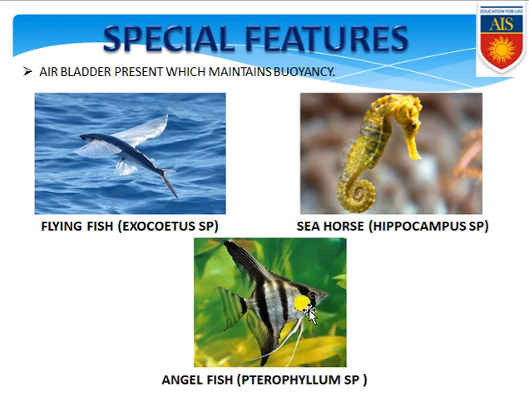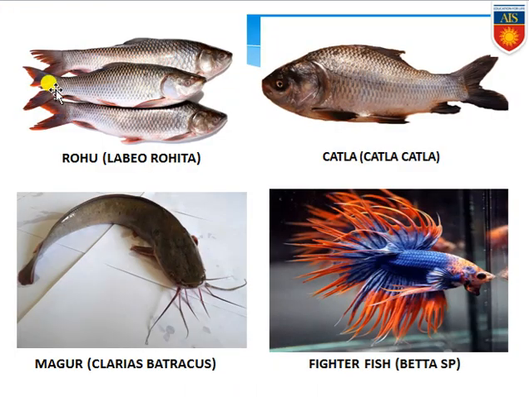This is angelfish. Commonly we keep this fish in our aquarium. So we have seen this one, Pterophyllum sp. So this is also another kind of Osteichthyes. Rohu, we all know, Labeo rohita, Katla, Katla. So these are also fishes which we eat regularly. So these are also under Osteichthyes.